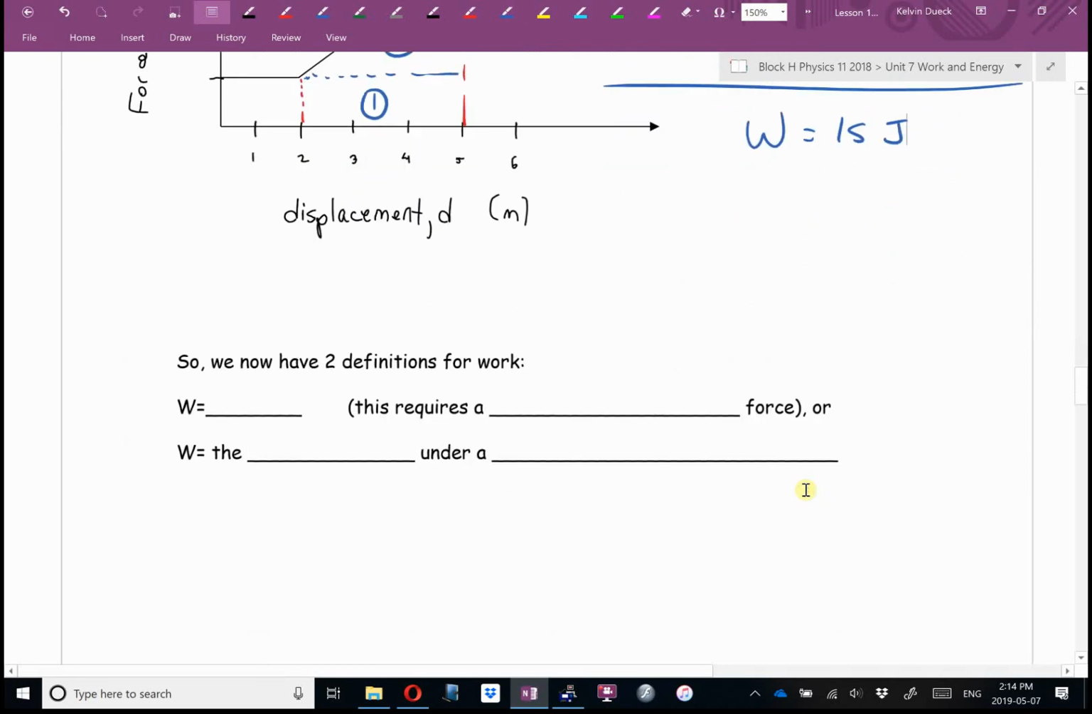So we have 2 definitions for work. We're going to learn a third one in a couple of days. But the first definition is force times distance, but this requires a constant force, and the force and distance have to be in the same direction. The second definition, work is the area under a force versus distance or displacement graph.